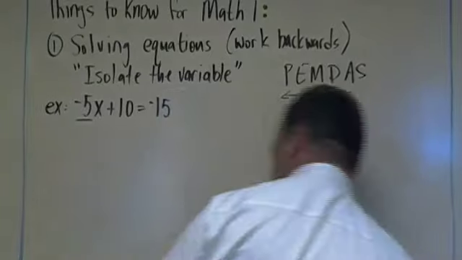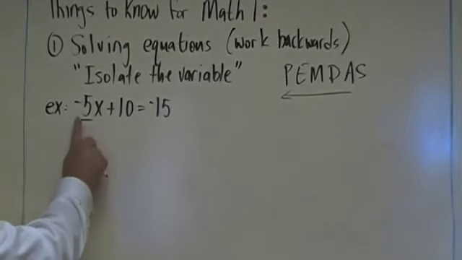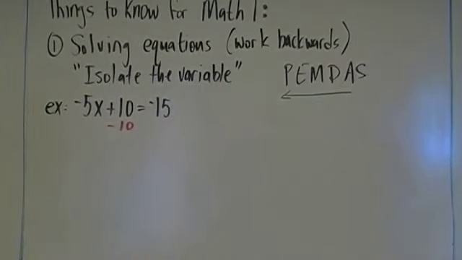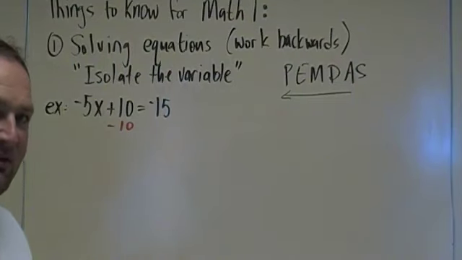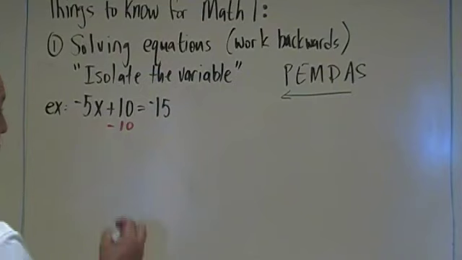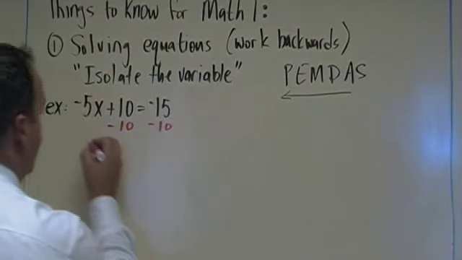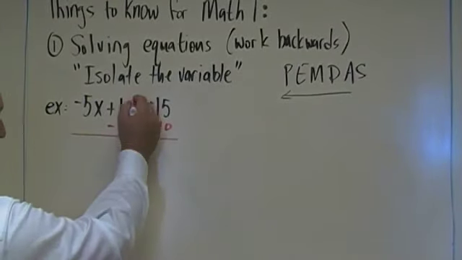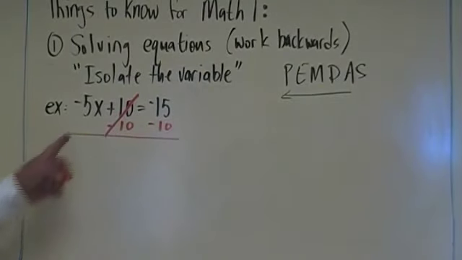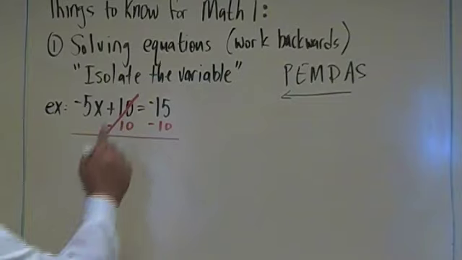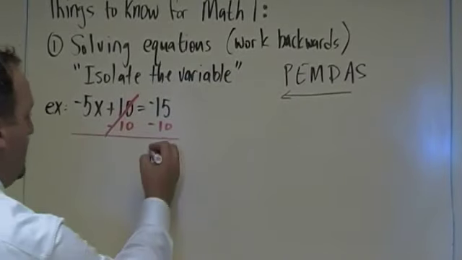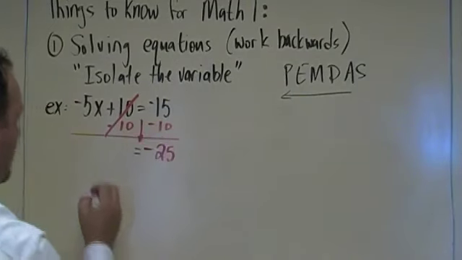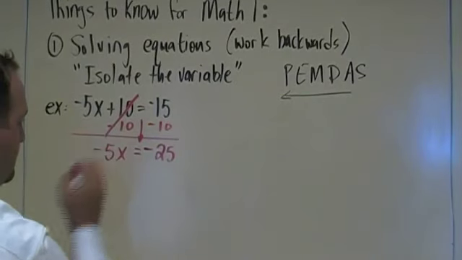Okay, so I'm going to grab my red pen here. The opposite of adding 10 would be to subtract 10. Now, to keep it balanced, whatever you do to one side of the equation, you have to do to the other side of the equation. So I'm going to subtract 10 from the other side. Now, we know that a positive 10, take away a 10, gets rid of it. That's the whole point. We're trying to get the x by itself. Then we have negative 15 minus 10, which is going to give us a negative 25. Bring down the equal sign, bring down the negative 5x.